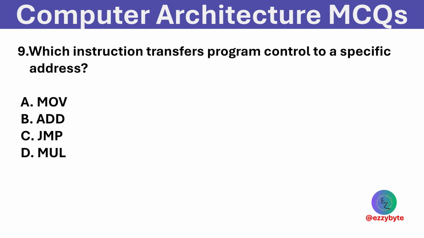Which instruction transfers program control to a specific address? Options are move, add, jump, and multiply. Option C is correct. Jump alters the flow of control to a different memory address.